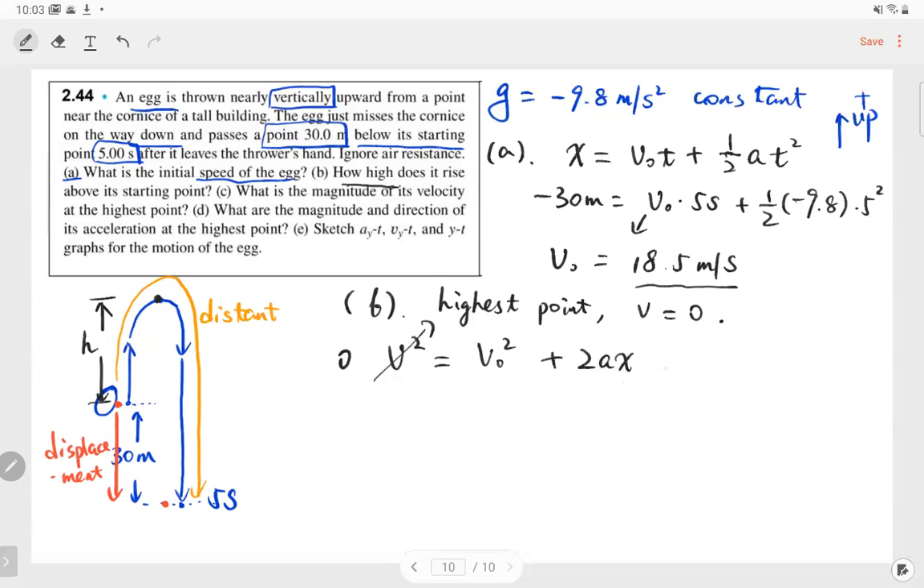So we can solve for x. x here is height. Height will be 17.5 meters. Okay, part C, what's the magnitude of velocity at the highest point? 0. Part D, what's the magnitude and direction of acceleration? That's negative 9.8 meters per second squared, and the direction goes down.